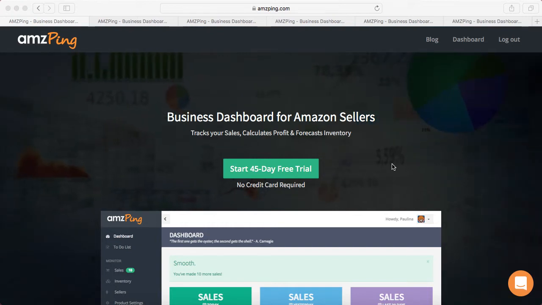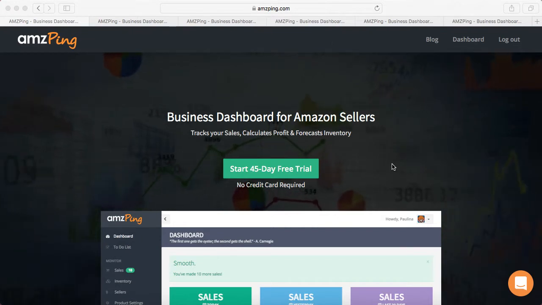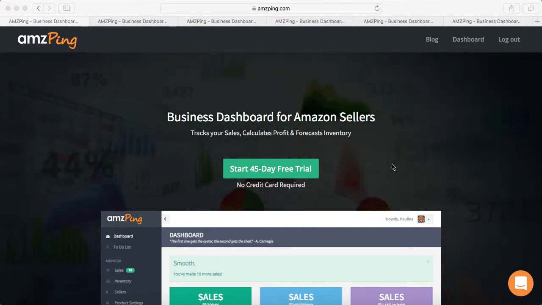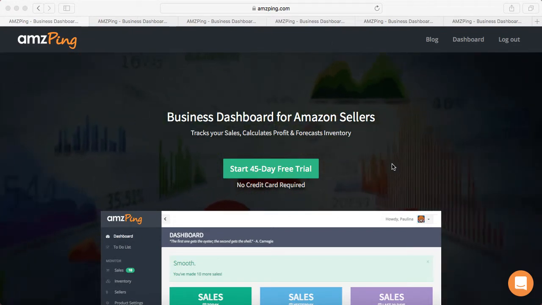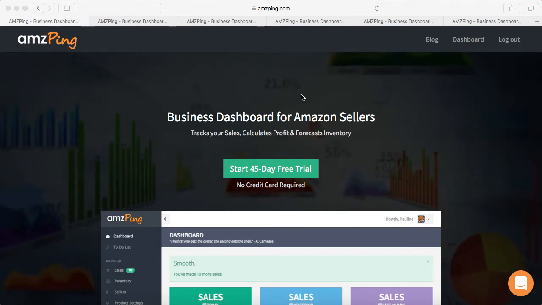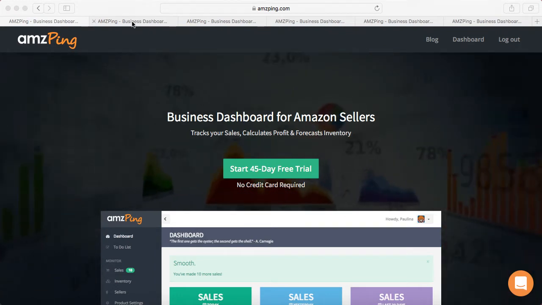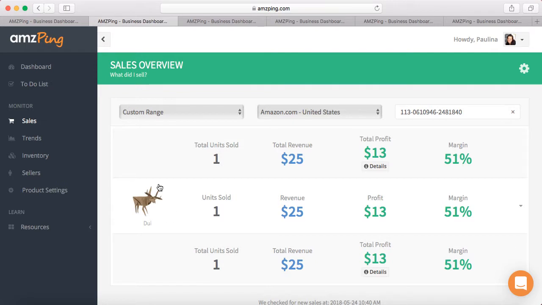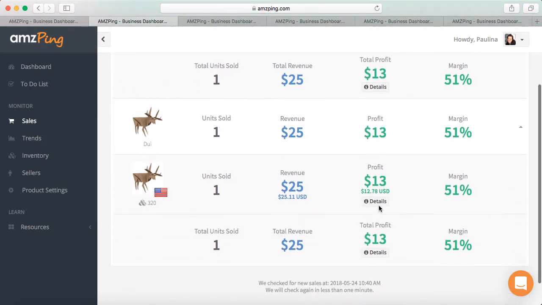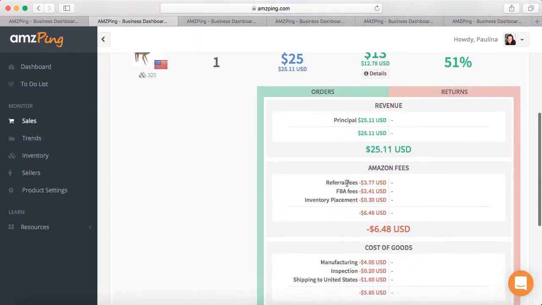Hi there. So I'd like to tell you how exactly refunds, reimbursements, and warehouse lost, warehouse damaged work in AMZPing. Let's start with an example. Let's say you sold this one item, and then you would see one unit sold, and if you expand and go into details, you would exactly see that the revenue was that much, right?